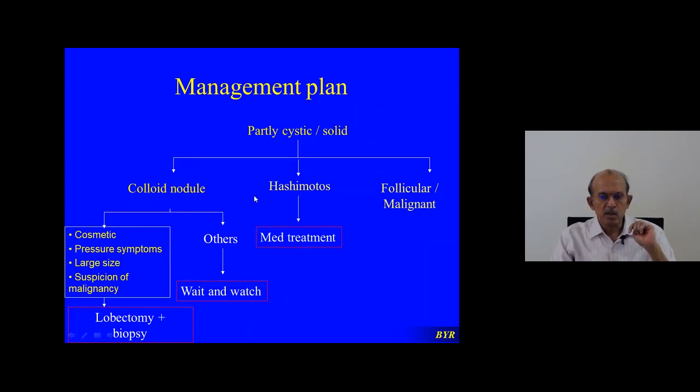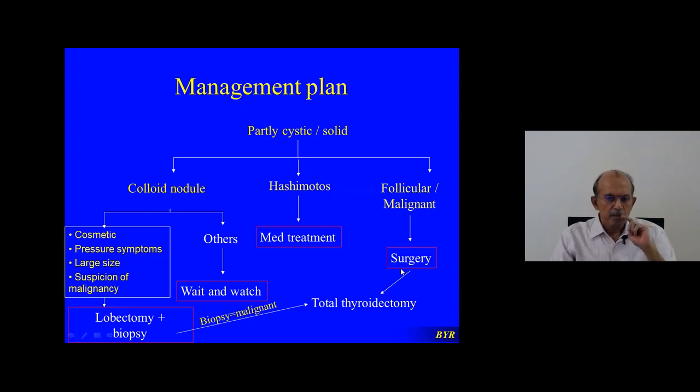If the report is Hashimoto's, then go for medical treatment. If it is a follicular neoplasm or malignancy, you do surgery. Surgery means lobectomy. So here, if the biopsy comes as malignancy, you go for reoperation to do total thyroidectomy. So this is what you do in case of solitary thyroid nodule.